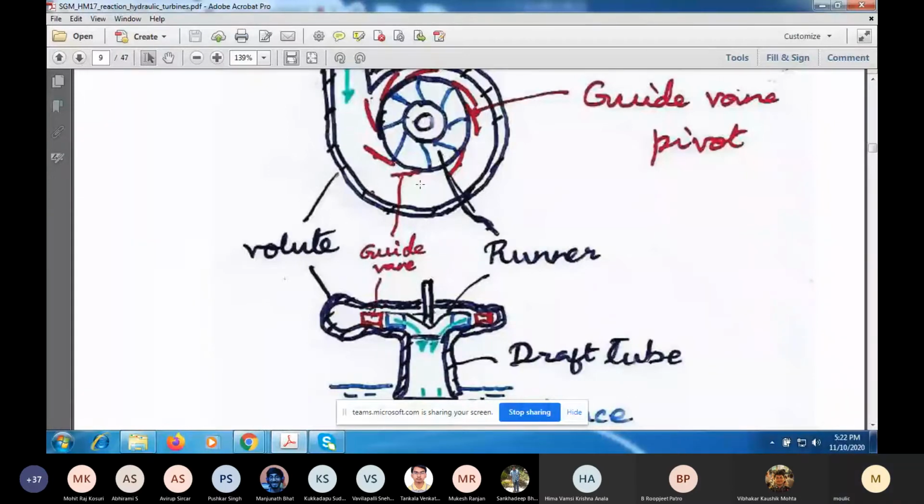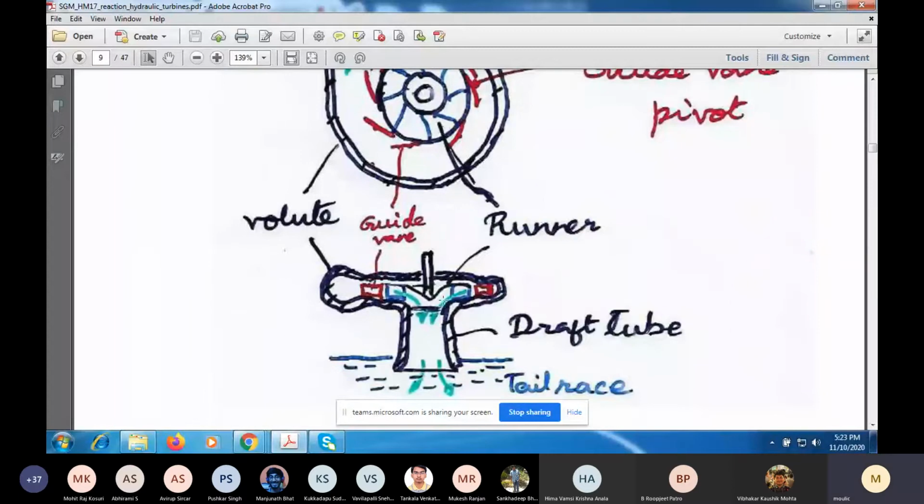Okay, so in this view, the liquid will enter radially inwards. In the case of the centrifugal pump, the flow is radially outwards. So here it will be radially inwards. Okay, so it will pass through the guide vanes and then enter the vanes of the impeller. Okay, and it will turn and go down axially.